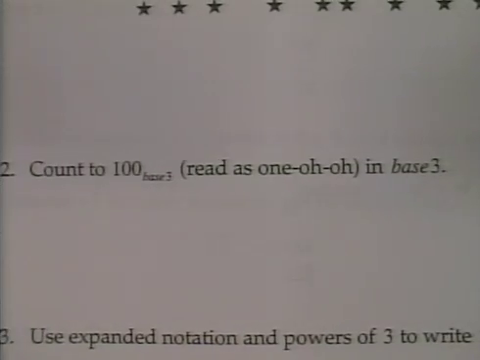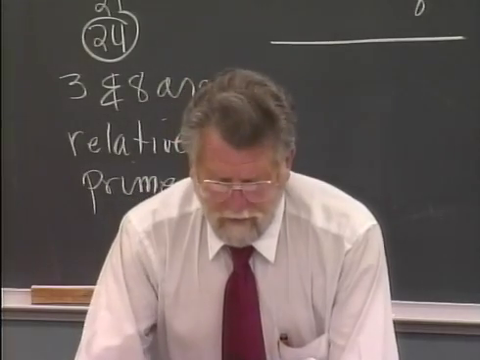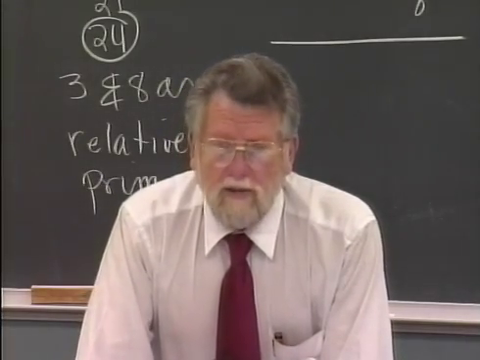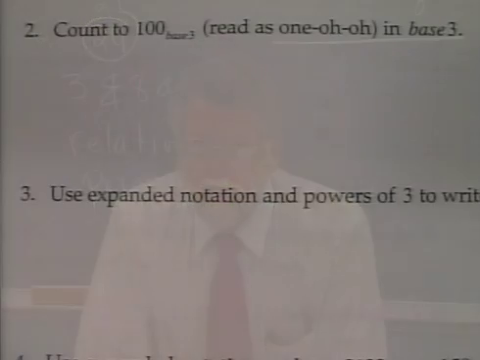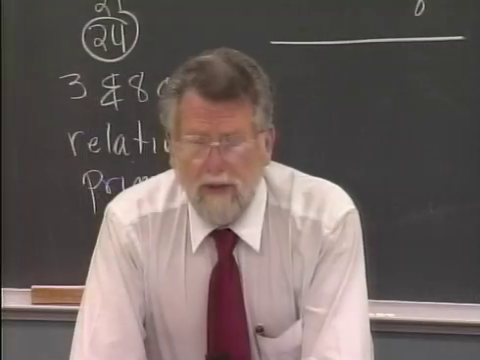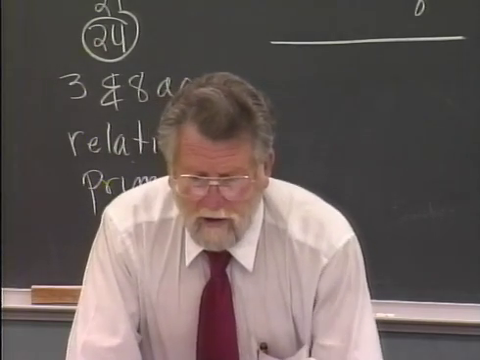That's in base 3. Then off there, in the third problem, you were to use expanded notation and powers of 3. By powers of 3, I mean 3 to the 0, 3 to the first, 3 to the second. And you were using expanded notation. And what you were, of course, supposed to do is take this number, 210,201, and use expanded notation.